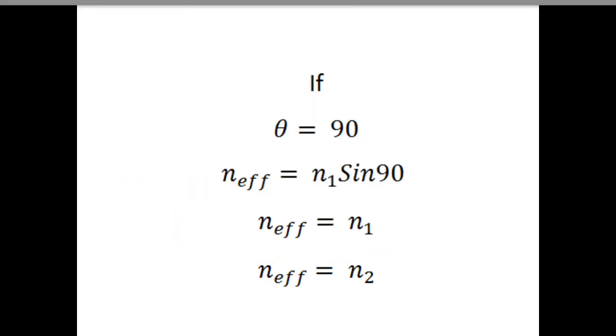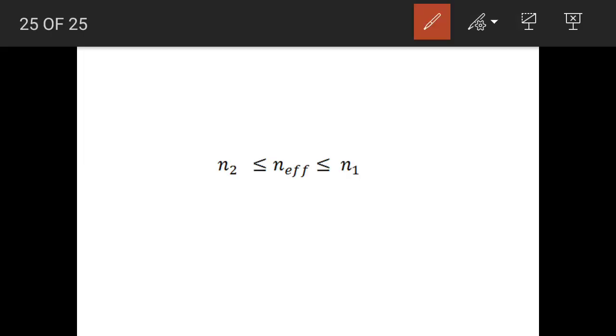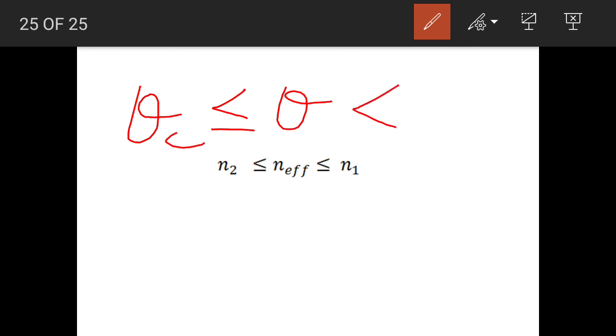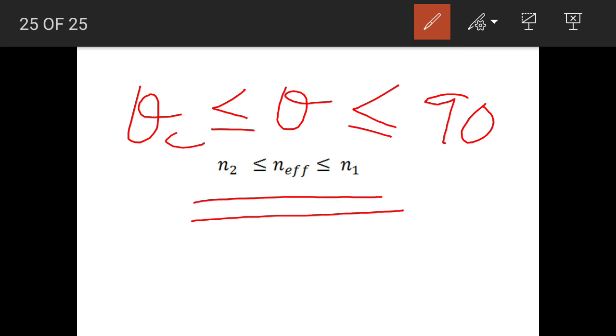So we know that for the total internal reflection, theta varies from theta c to 90 degrees. So definitely the effective refractive index will vary from N2 to N1. This is the condition for the total internal reflection as well. So these are the limits of the effective refractive index of the central layer of the symmetrical slab waveguide.